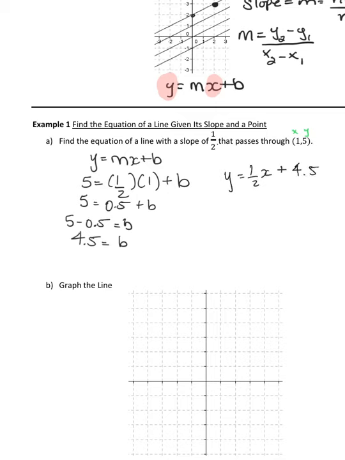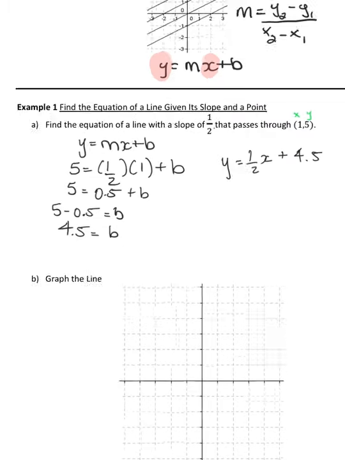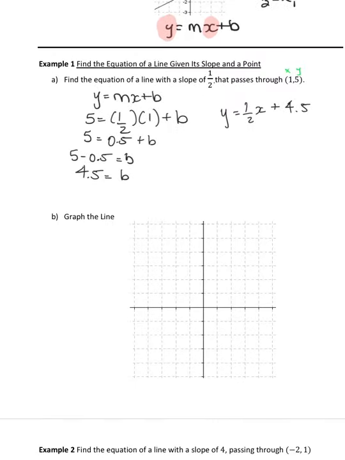Okay, so just remember that our equation of a line is always going to look like this form. So our very last step is rewriting it like this. So in part B, now we're going to try to graph this. And I can graph this pretty easily because it's in this form.